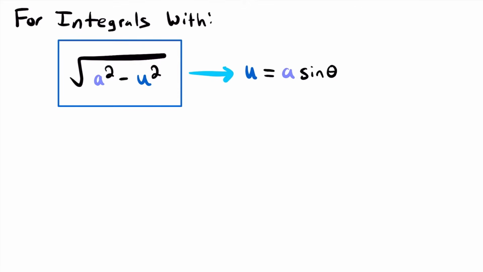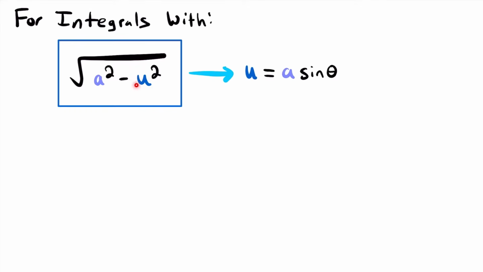Alright, so first we're going to be looking at integrals that include this radical expression. We have the square root of a squared minus u squared. And when you see this form in an integral, you're going to want to set u equal to a times sine theta. And now notice that the variable for sine is a different variable.